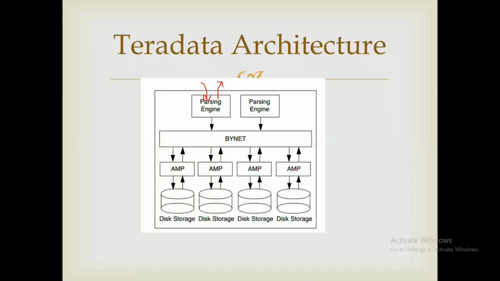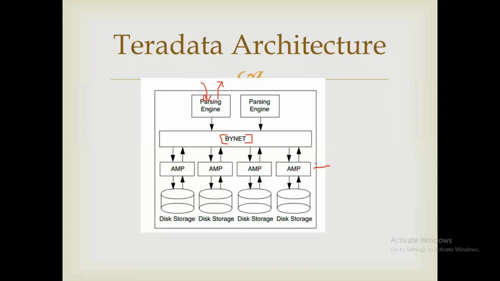Then you have the BYNET. BYNET is nothing but the Banyan network. It is for the connection. It is a hardware and software component on top of the wire. Within the database we have some hardware component, and on top of the hardware we have some software component. It is used for communication between the modules.